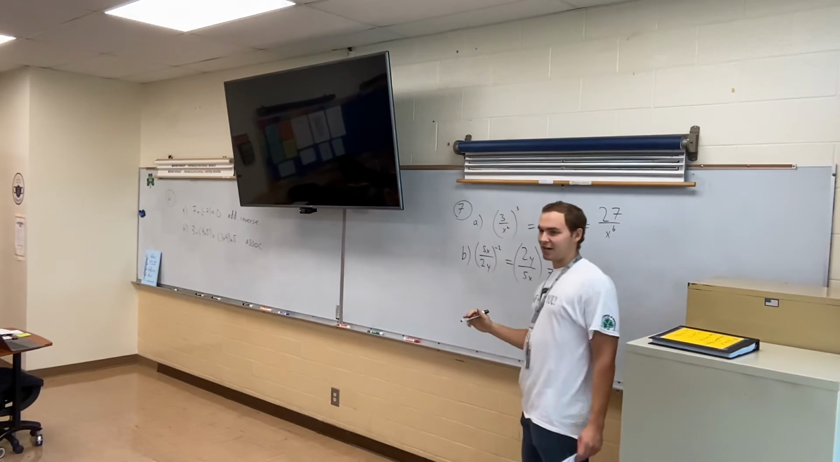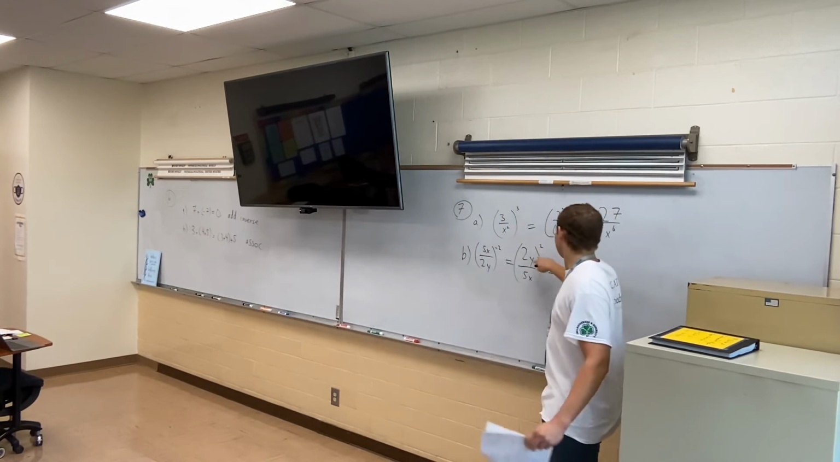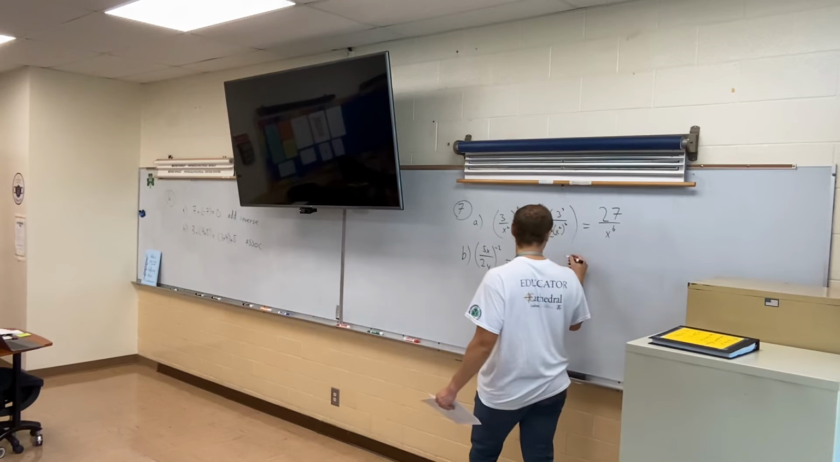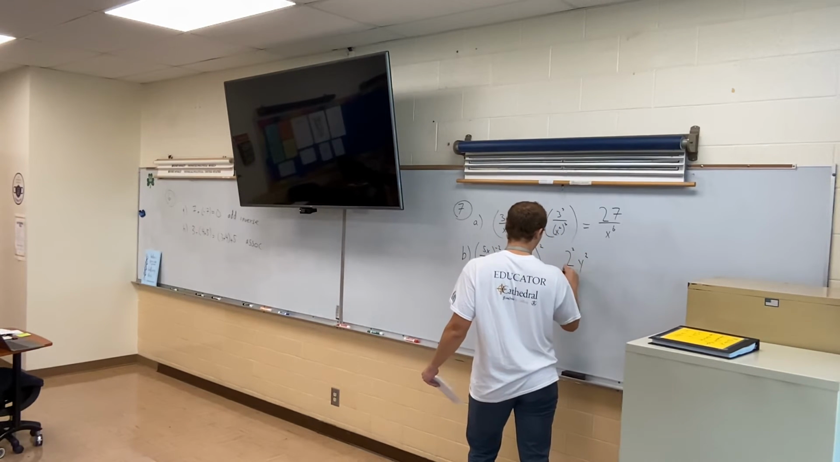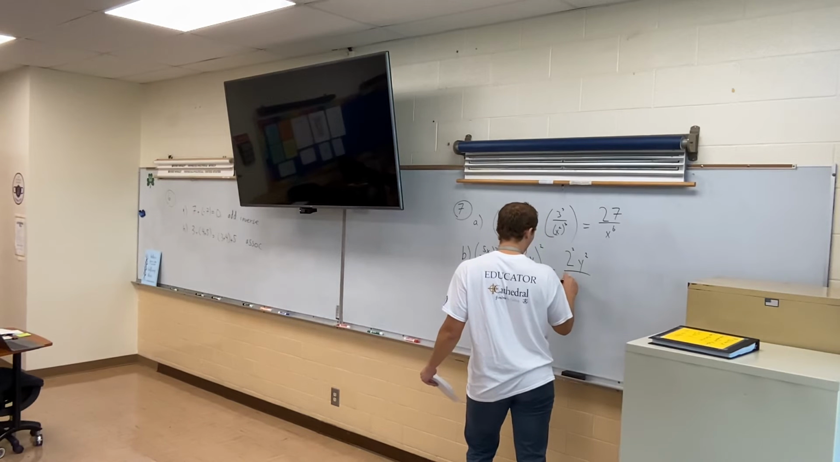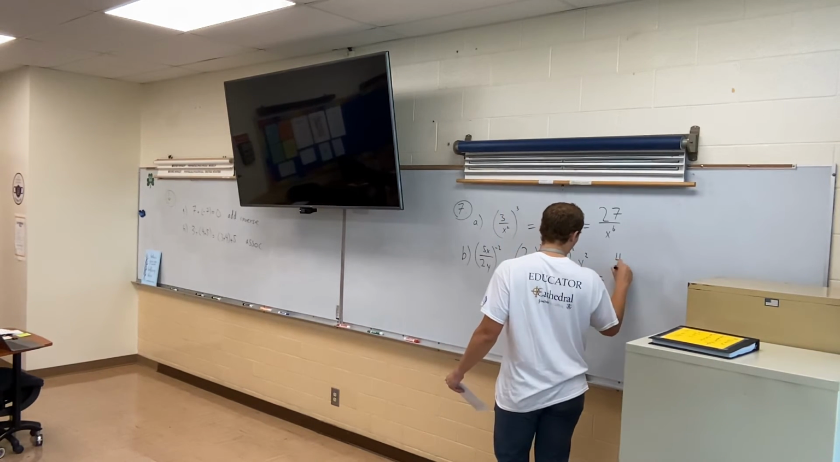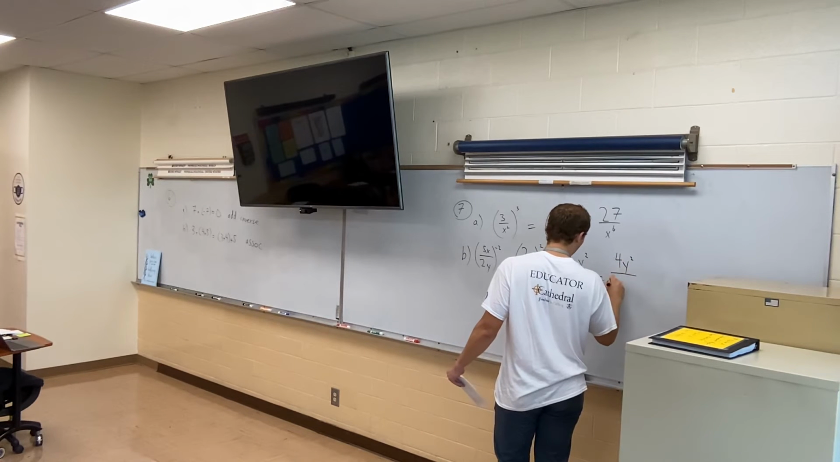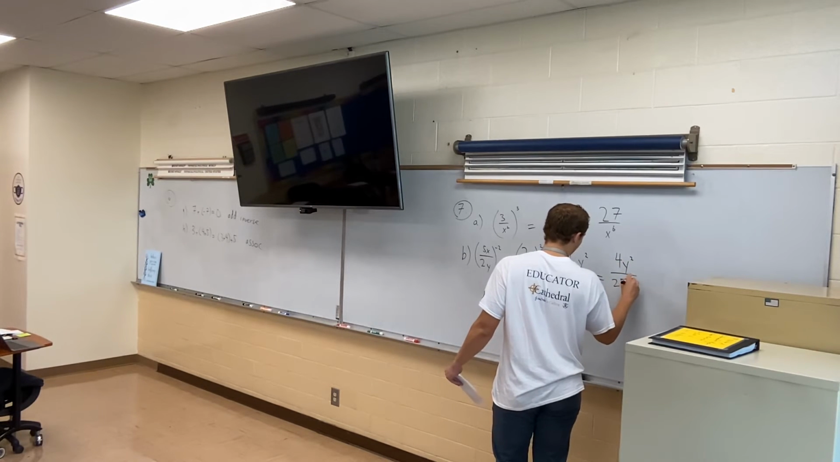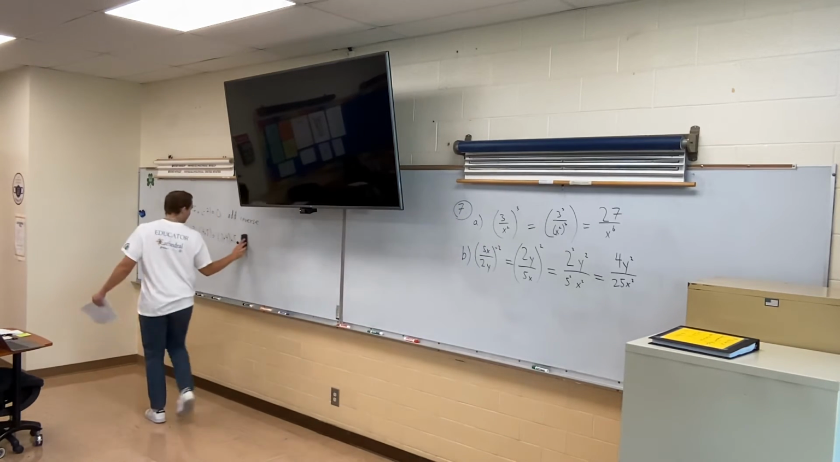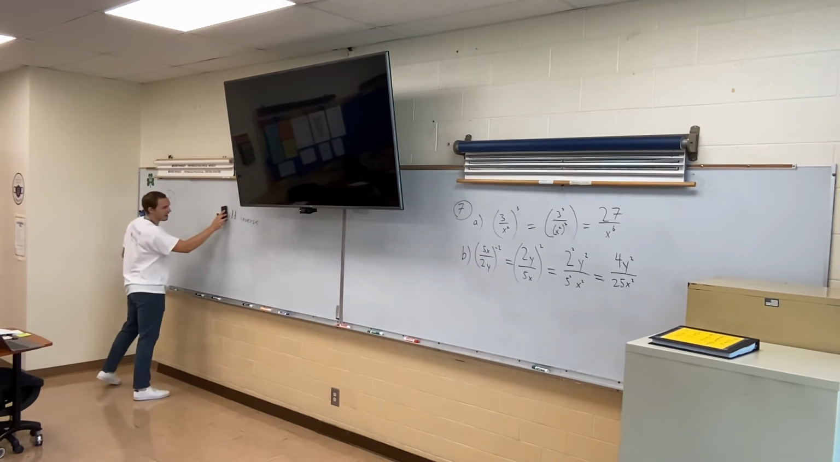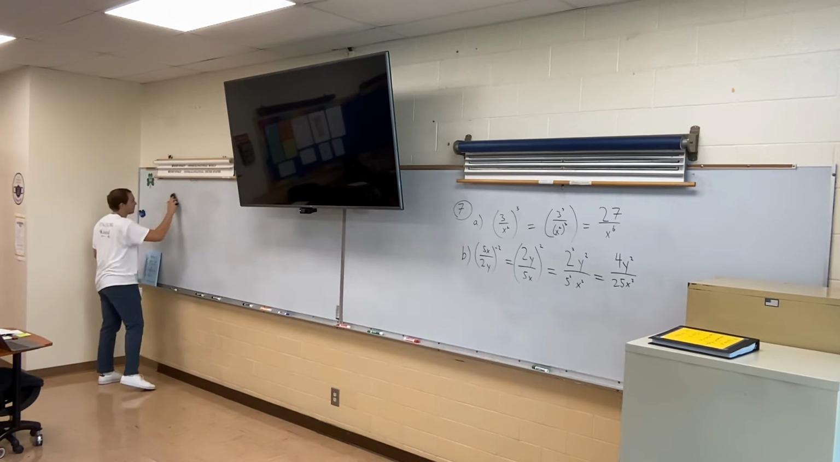Now, as Silas was saying earlier, I can distribute it, right? So it becomes a 2 squared, a y squared, and then on the bottom a 5 squared and an x squared. 4y squared over 25x squared. Is that confusing to anyone? It should be review. This is like algebra 1, algebra 2 review.